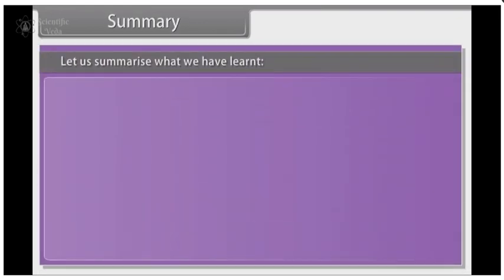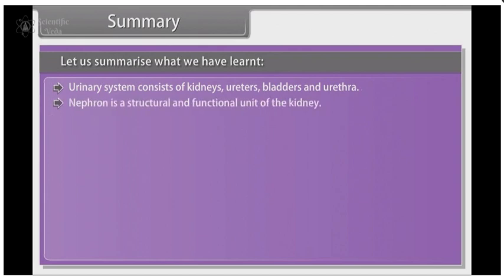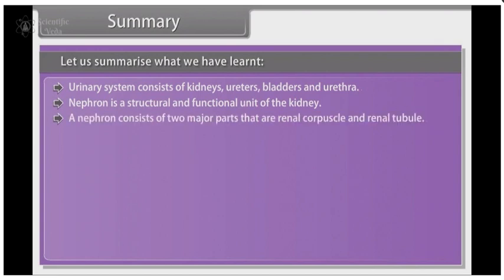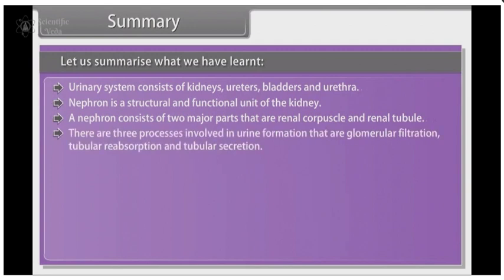Summary. Let us summarize what we have learned. The urinary system consists of kidneys, ureters, bladder and urethra. Nephron is the structural and functional unit of the kidney. A nephron consists of 2 major parts, that are renal corpuscle and renal tubule. There are 3 processes involved in urine formation, that are glomerular filtration, tubular reabsorption and tubular secretion.